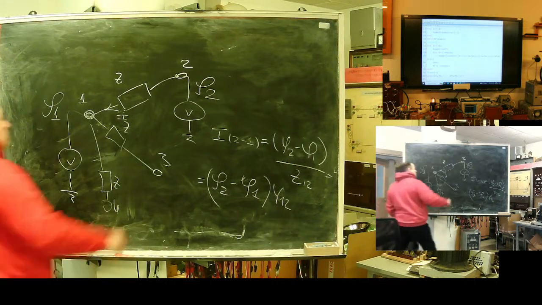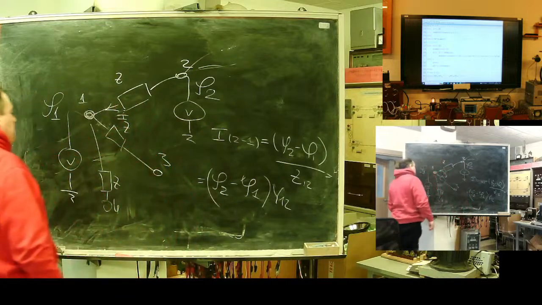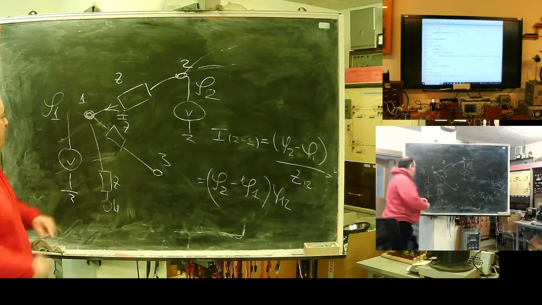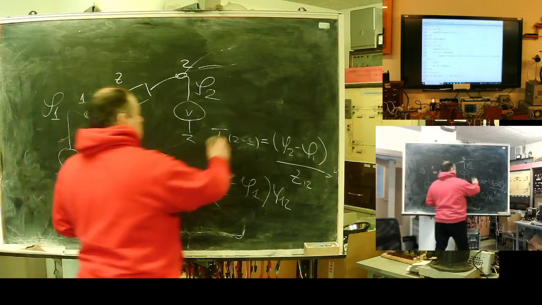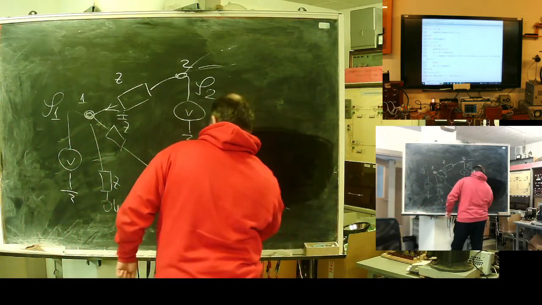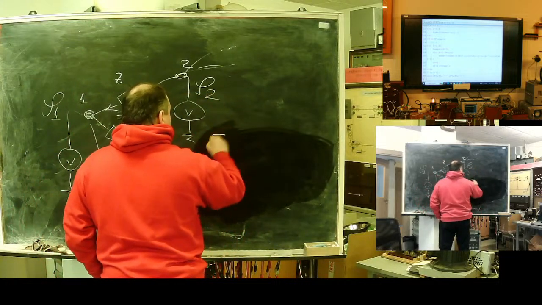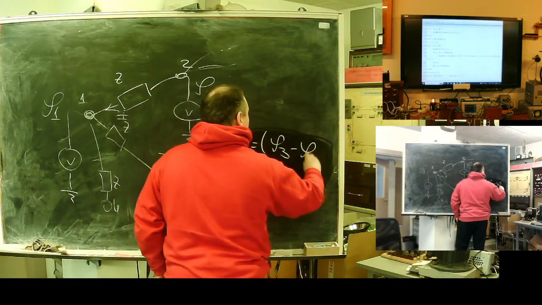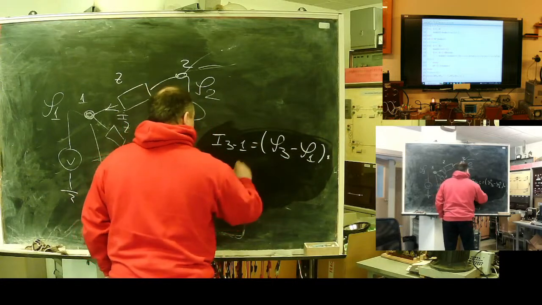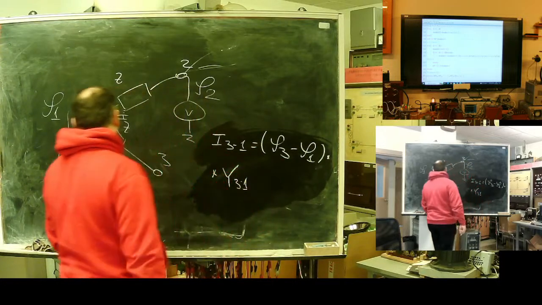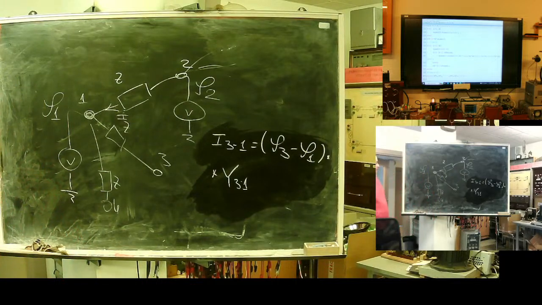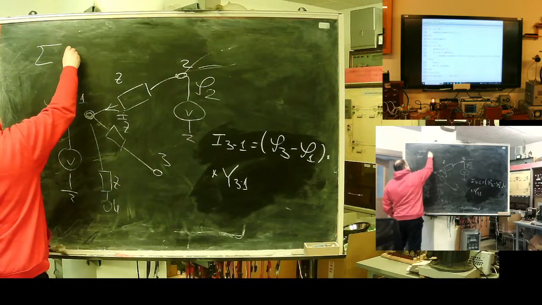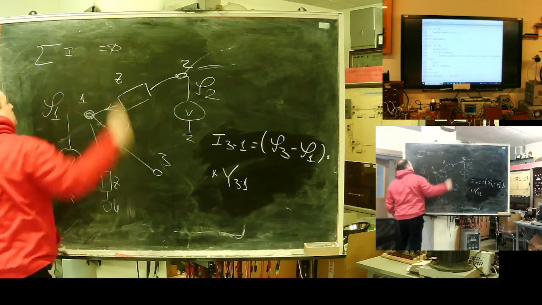There should be an energy source. Current between 3 and 1 should be P3 minus P1 multiplied by Y31, and so on. Same with all currents. And what do we know about all these currents? The sum of all of them equals 0.